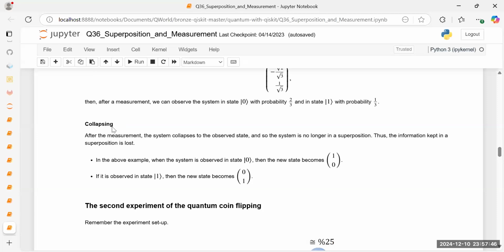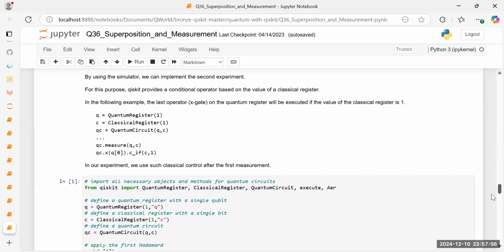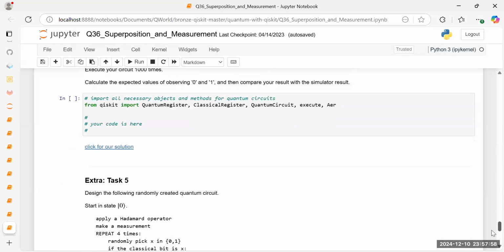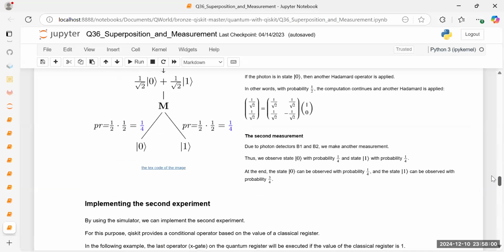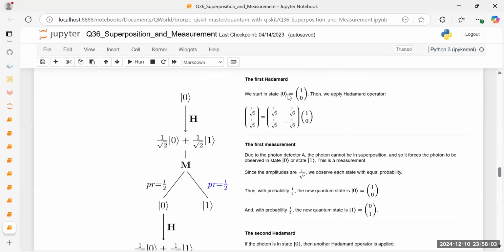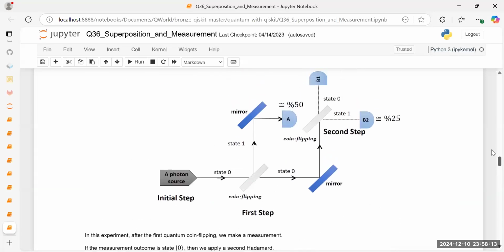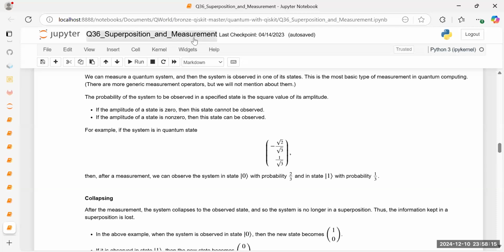Measurement can also be called the collapse of the wave function, or collapsing the superposition. When we measure and our quantum state ends up in either the 0 state or the 1 state, it stays there until we apply some other operator. Okay, so I guess that's pretty much everything that I wanted to cover.